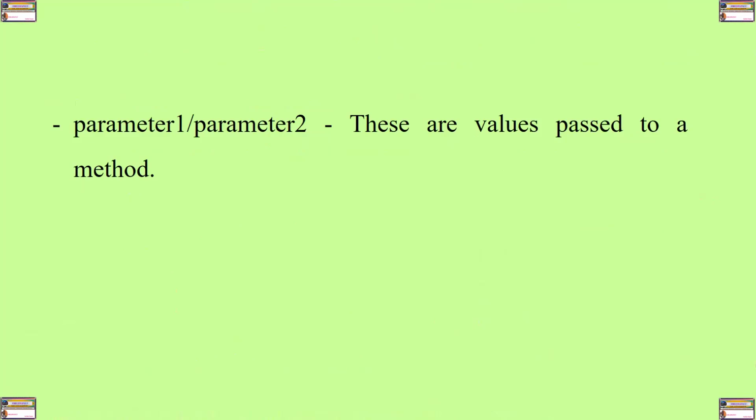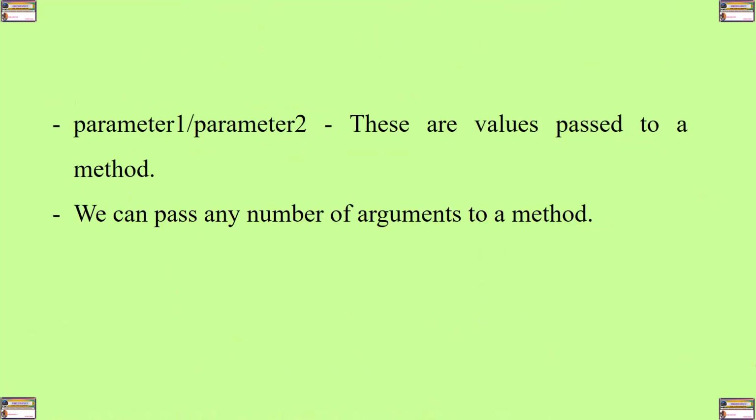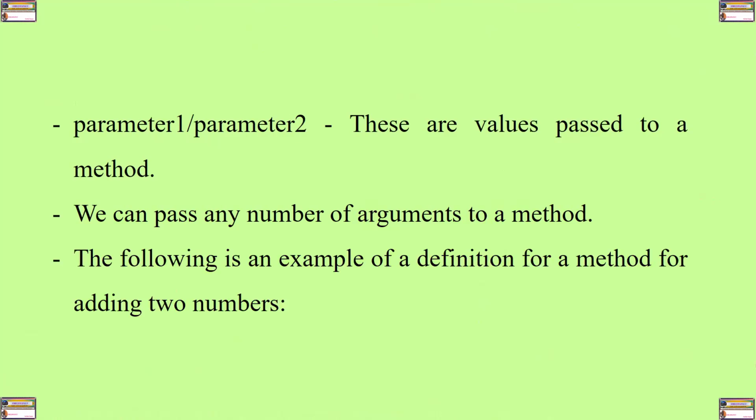So parameter 1 and parameter 2 here are simply the values that are passed to a method. We can pass any number of arguments to a method. How do you pass? You pass them through a call statement, as we are going to see in this presentation.